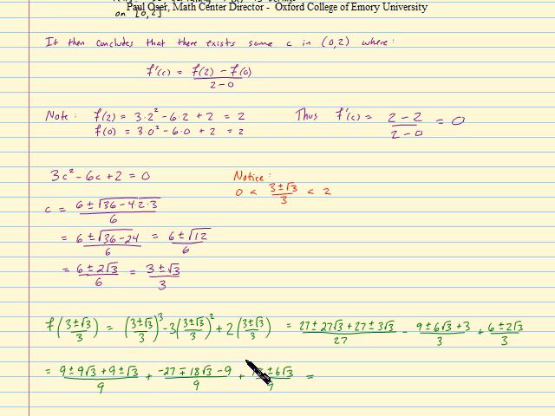Now, the amazing thing here is, when the dust clears and you collect like terms, all you have left is that. So those are the y-coordinates to match our x-coordinates, and as such, the points where we have tangent lines whose slopes agree with the slope of the secant line we talked about earlier, those points are these guys right here. Okay, we're done.